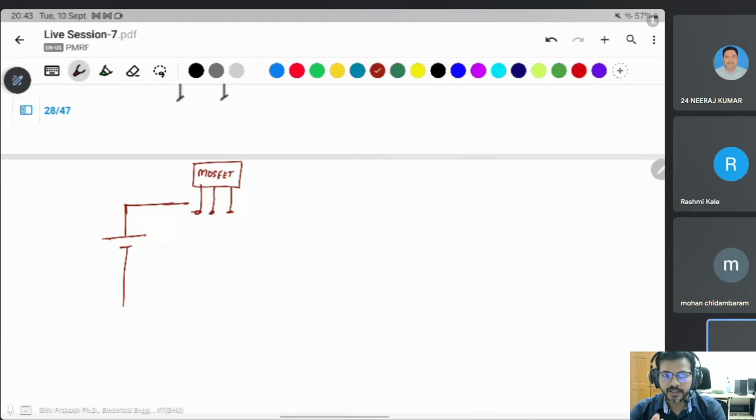In a data sheet, if you want to take a MOSFET, give the part number in a Google search and search for it. The first terminal is always the gate, this is the drain, and this is the source terminal. Then after that there is a diode. You can simply connect the diode, no problem, because a diode is an uncontrolled device.